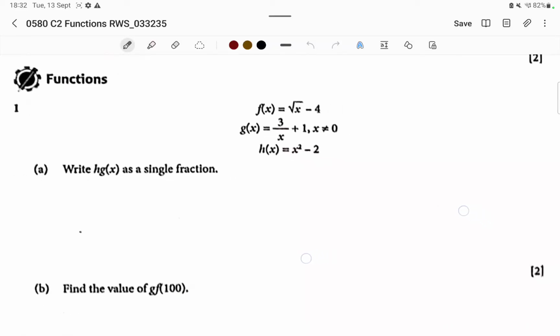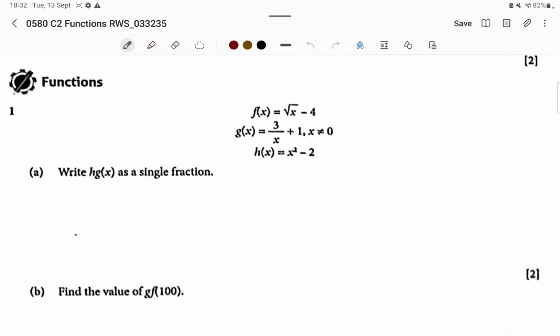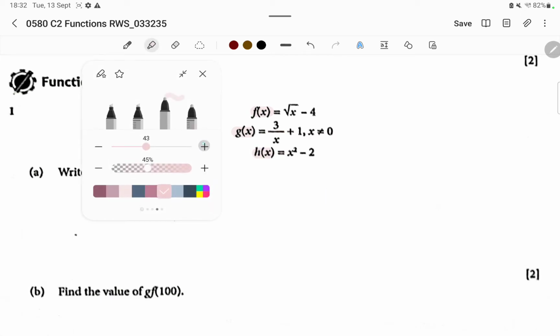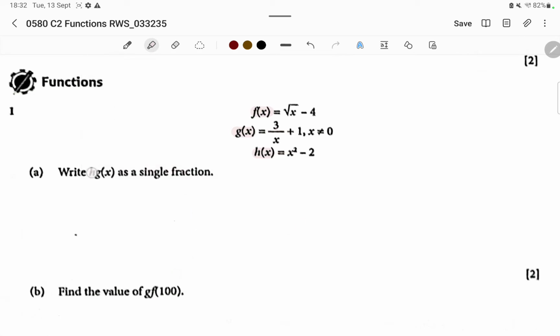So today we are going to revise some of the function questions, because before this we already revised algebra. Okay, so this one, let's look at 1a. They give you f(x), g(x), and h(x). Write hg(x) as a single fraction.